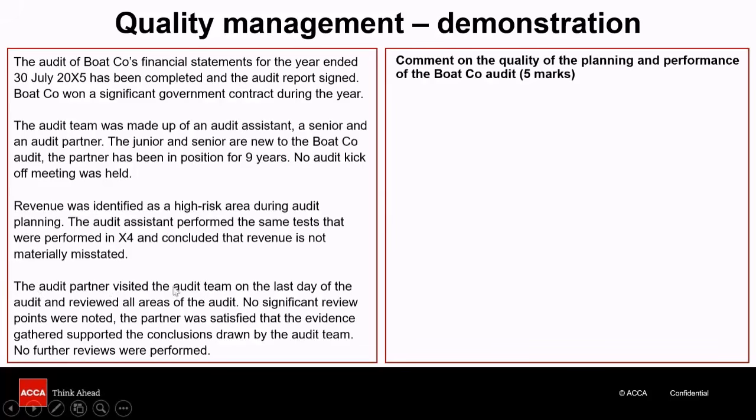Then the audit partner visited the audit team on the last day of the audit and did his whole review on that last day. The problem with that is there's nowhere near enough time to address any issues that he found. But don't worry, he didn't find any issues. No significant review points were noted. The partner was satisfied that the evidence was fine. It supported the conclusions drawn by the audit team. Why might he have thought everything was fine? Is it because he didn't have time to draw out any issues? Or is it because he's perhaps a bit too close to the client, a bit familiar? Maybe he just assumes everything is correct because he's got this long-standing relationship. And there were no further reviews.